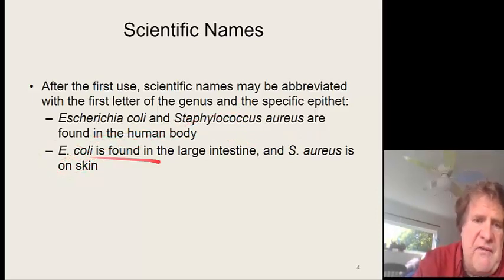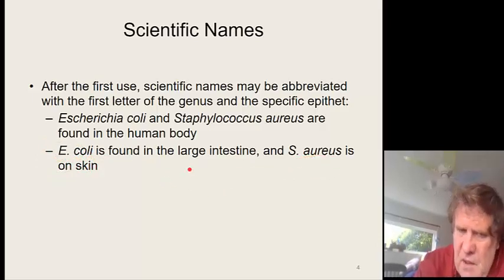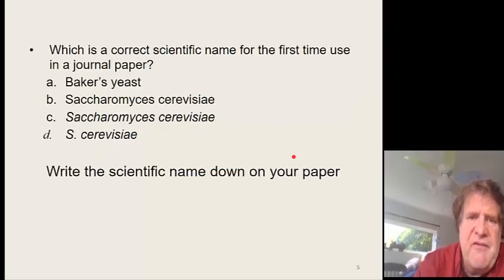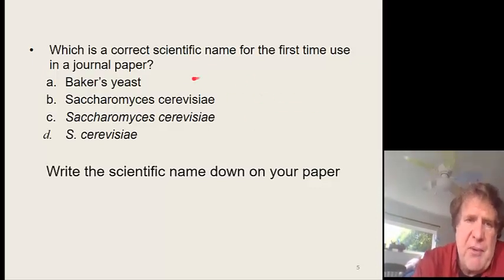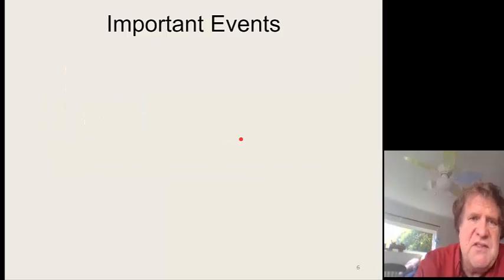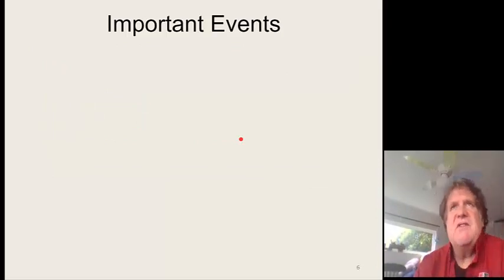And there we have E. coli, which is found in the large intestine. S. aureus is on the skin, although they can both be in both places. If we notice, we can simplify this by looking at the abbreviations, as you will see them in a scientific paper. A test that we'll look at is things like baker's yeast, and you're going to write the correct name down and give it to me. Basically, it should be Saccharomyces cerevisiae. That's important for us to understand.